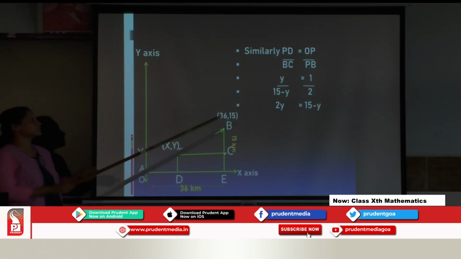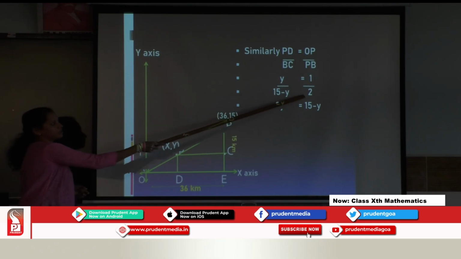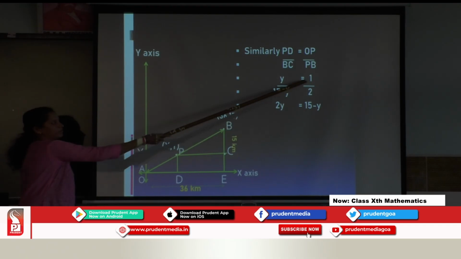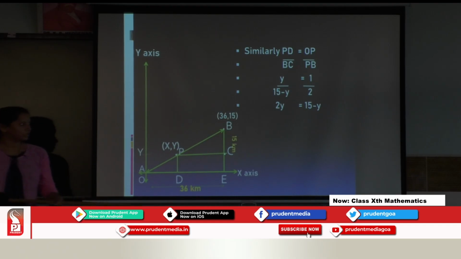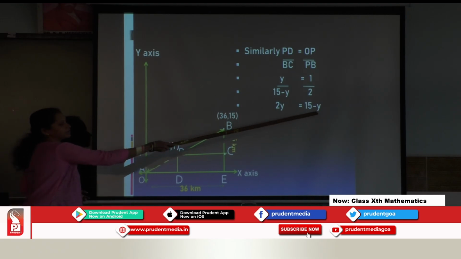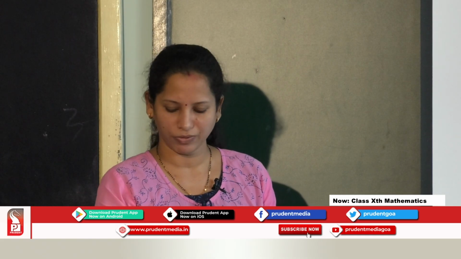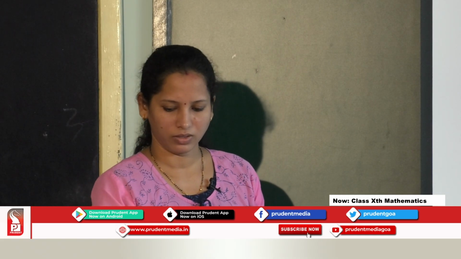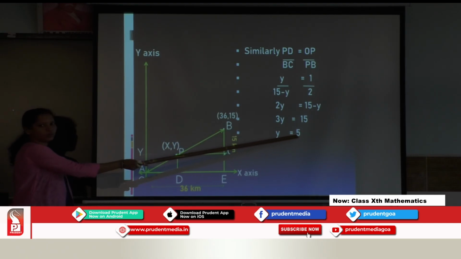So, again cross multiplication, because we want to find the value of the y. So, after cross multiplying we get 2 into y is 2y and 1 into 15 minus y is equal to 15 minus y. So, now we have to take this y on this side. So, it will become 3y is equal to 15. So, y, after dividing this we get y is equal to 5.